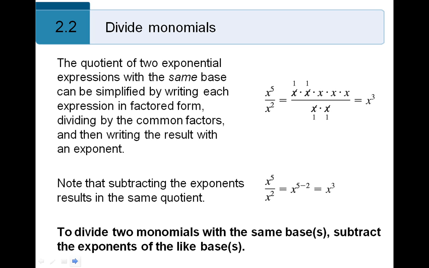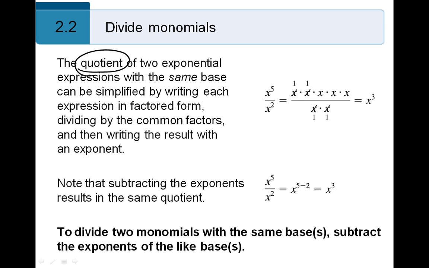All right, so now let's consider dividing 2 monomials. Recall that the answer to a division problem we call a quotient. So the quotient of 2 exponential expressions with the same base can be simplified by writing each expression in expanded form or factored form.